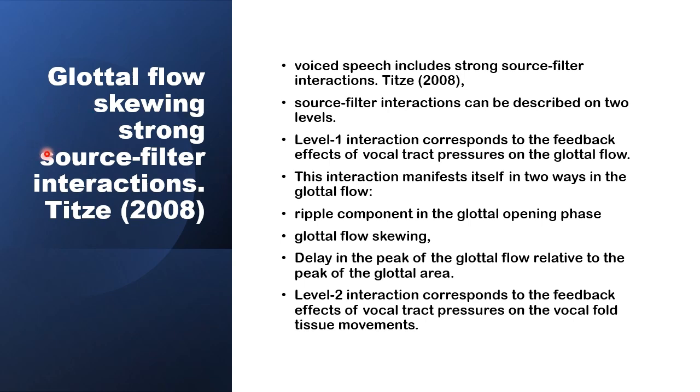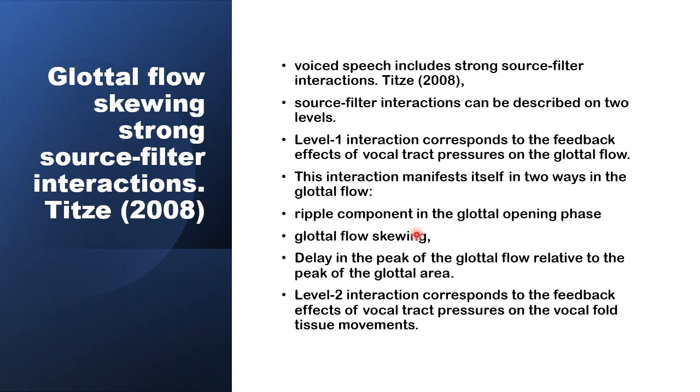These interactions would suggest that the relationship between the source and the filter is not linear. Rather, it's non-linear with feedback from the filter affecting the source as well. This interaction can happen at least at two levels. The first level is the interaction caused by the vocal tract, the filter pressure on the glottal flow, as we have seen. And the second level is the interaction of the filter, the vocal tract, on the vocal cord tissue movements. So the interaction affects the tissue movements of the vocal folds itself in level 2 and affects the glottal flow in level 1.